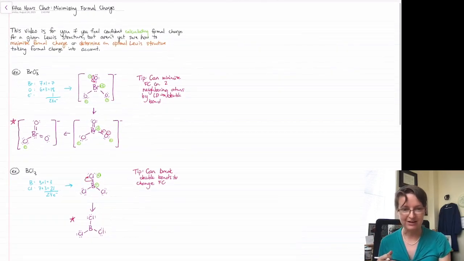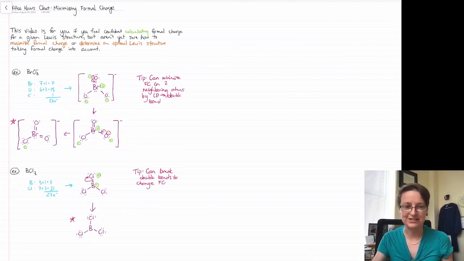that's going to help us clarify not only how to come up with an optimal structure, but also to know when we expect to see violations to the octet rule.